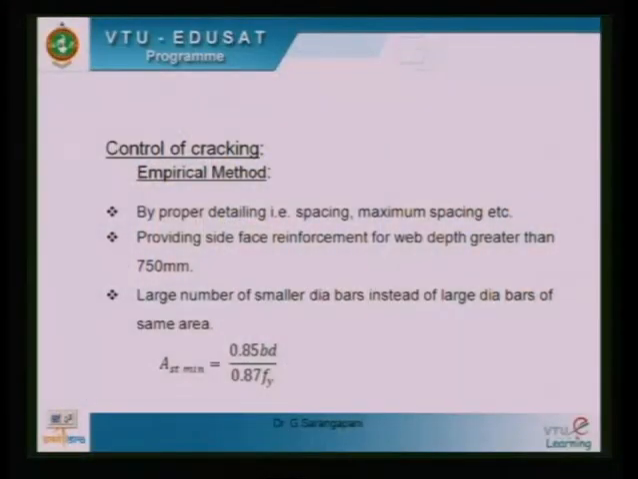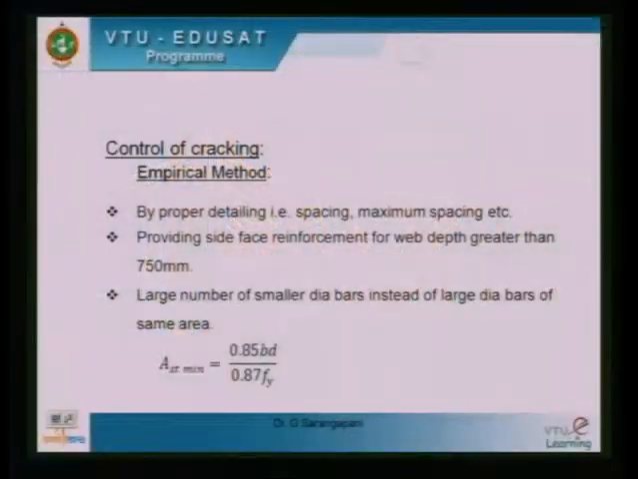Further, already I have discussed this with an example. A large number of smaller diameter bars is better than large diameter bars of the same area. So instead of using one 25 mm diameter bar, one can use 3 bars of 16 mm diameter, or 2 bars of 16 mm and 1 bar of 12 mm. However, the minimum spacing shall be provided, taking care of that, one has to provide a large number of smaller diameter bars instead of large diameter bars of the same area.